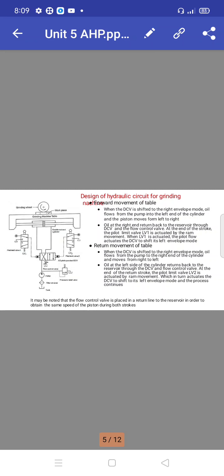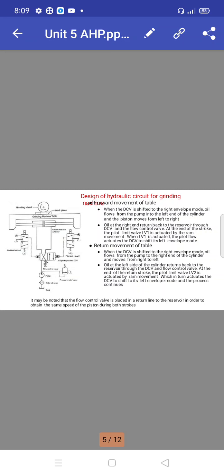When the directional control valve is shifted to the right envelope mode, oil flows from the pump to the right end of the cylinder and moves from right to left. Oil at the left side of the cylinder returns back to the reservoir through the directional control valve and flow control valve.